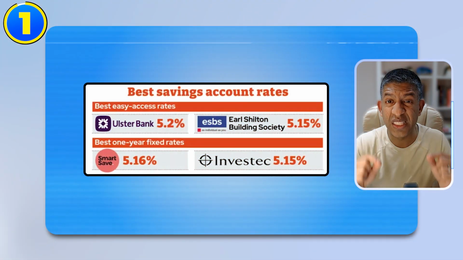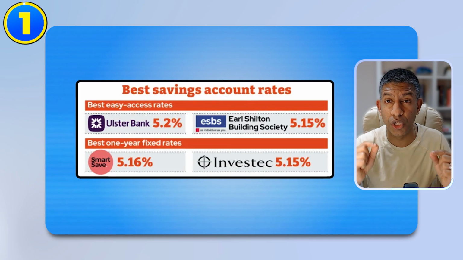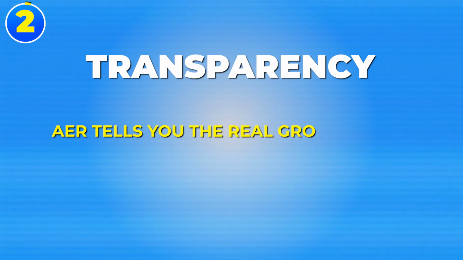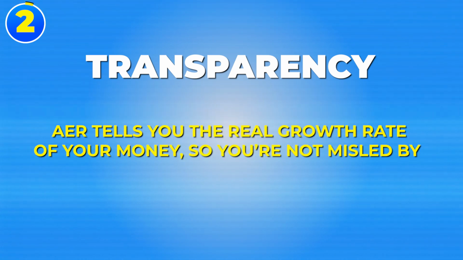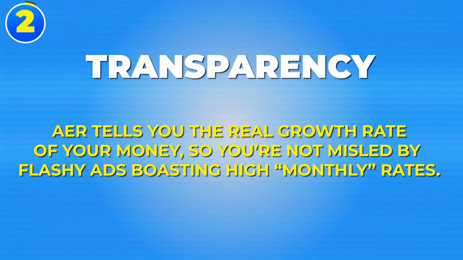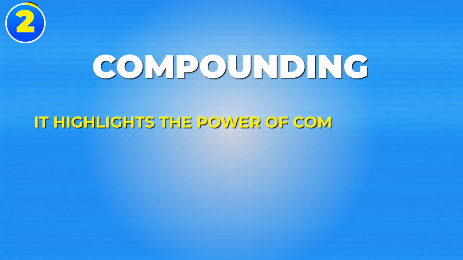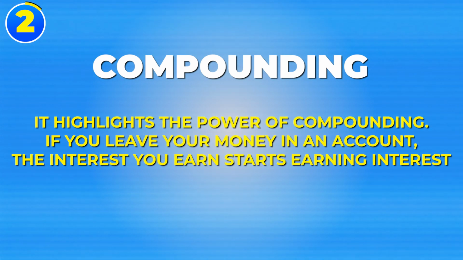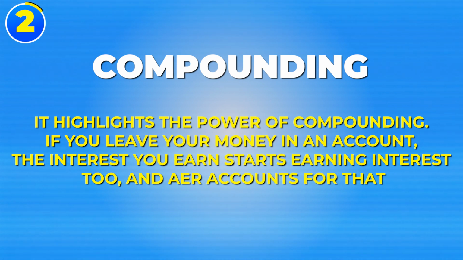But here's the catch. Many banks offer high interest rates, but they sometimes don't include the effect of compounding. Or worse still, they focus on short-term promotional rates to suck you in. Here's why AER is important. AER provides a level of transparency. AER tells you the real growth rate of your money, so you're not misled by flashy ads boasting high monthly rates. It highlights the power of compounding. If you leave your money in an account, the interest you earn starts earning interest too, and AER accounts for that.